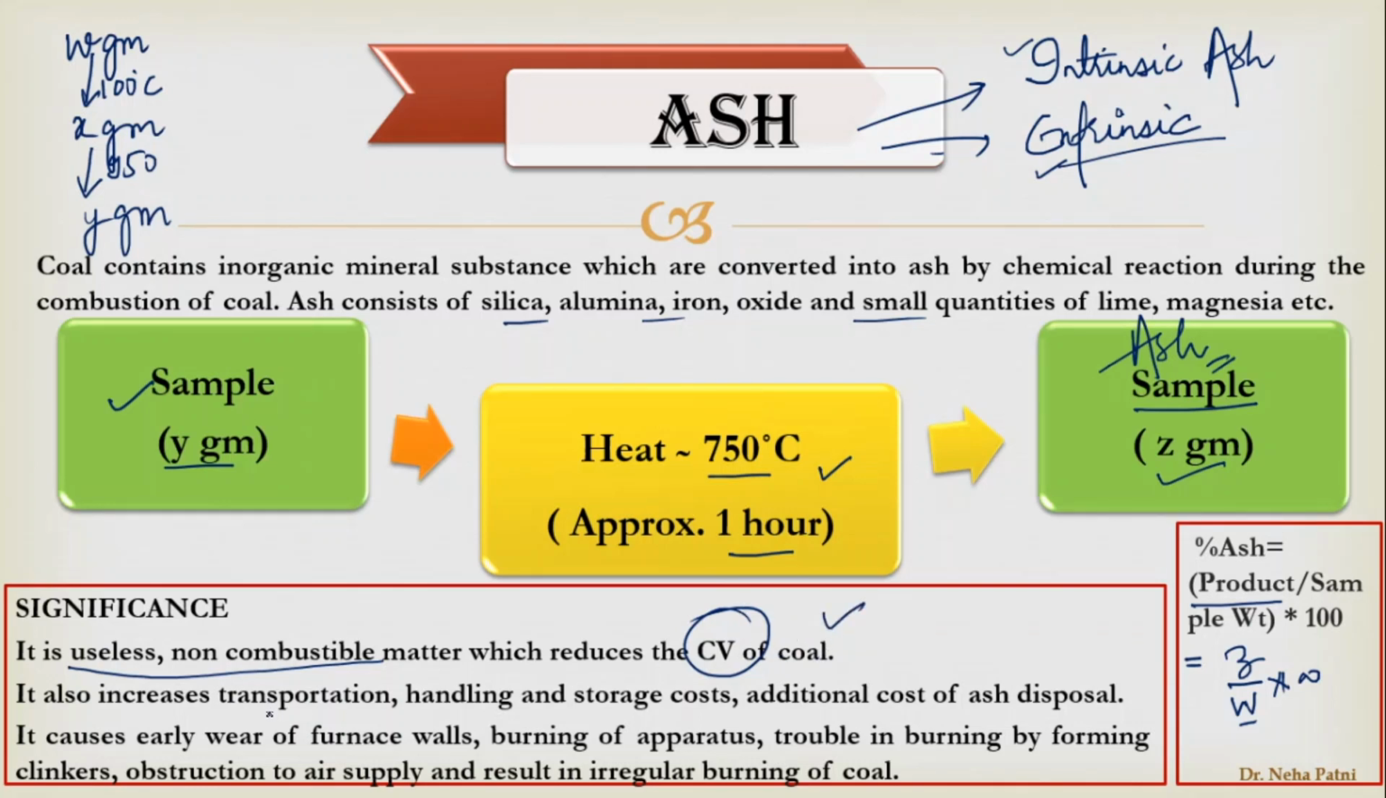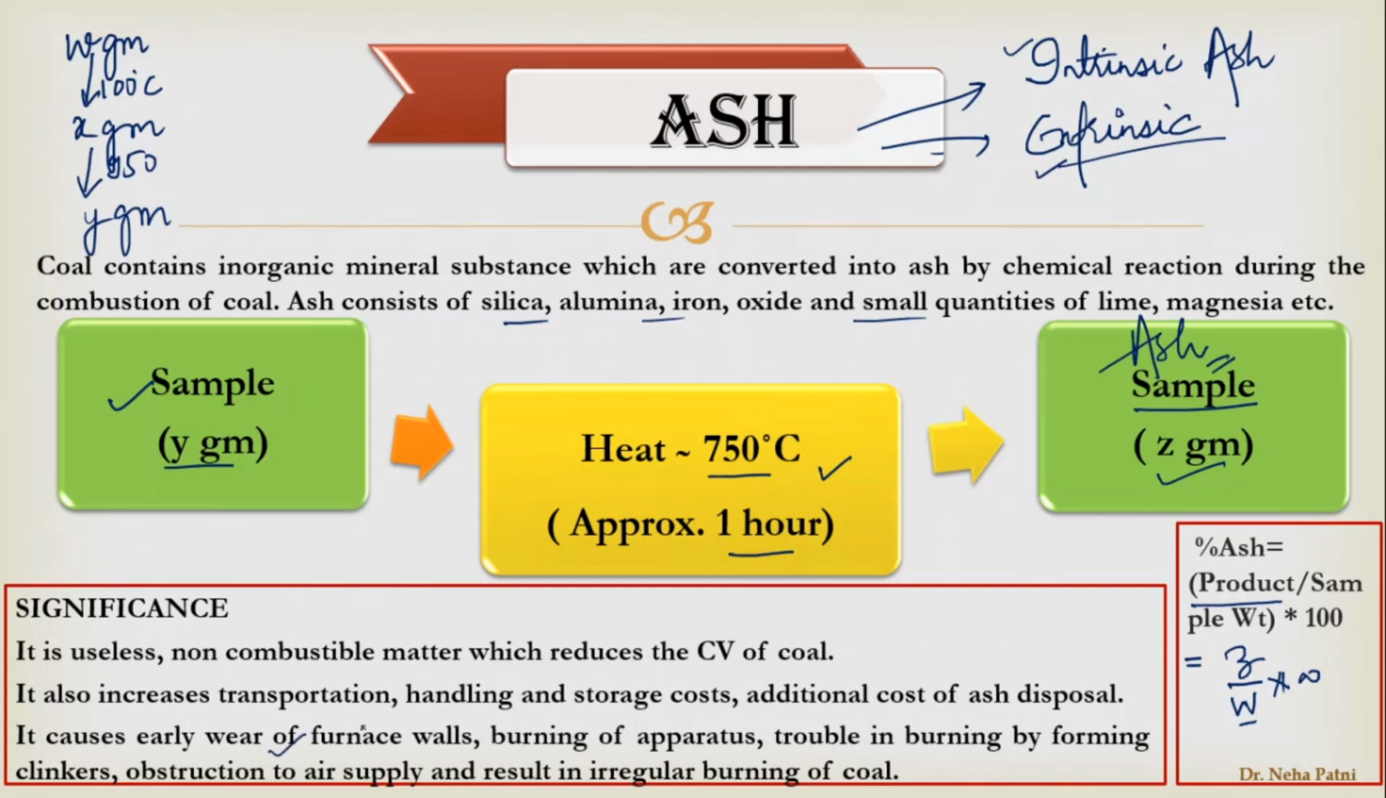Secondly, whenever the percentage is high, obviously it is going to increase the transportation, handling, and storage cost. Additional cost would be there for ash disposal, because if so much ash is formed, you need to dispose it off. So where are you going to dispose it? That also is a problem, and it is going to consume some amount of cost.